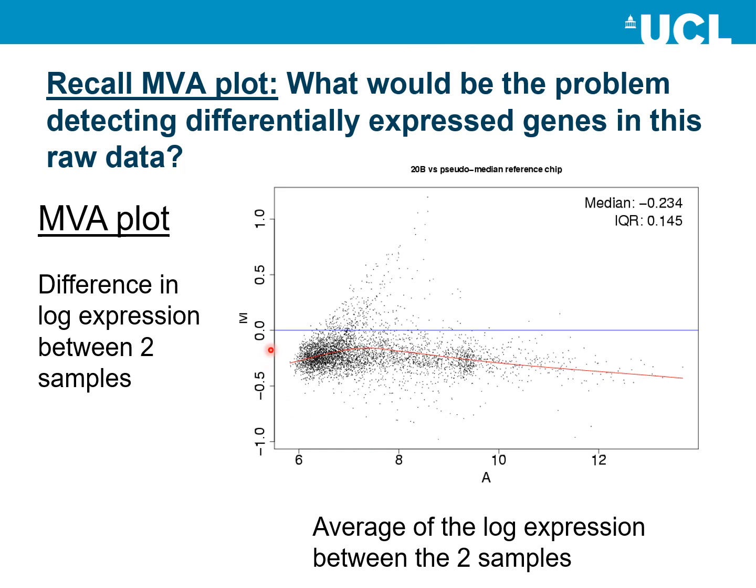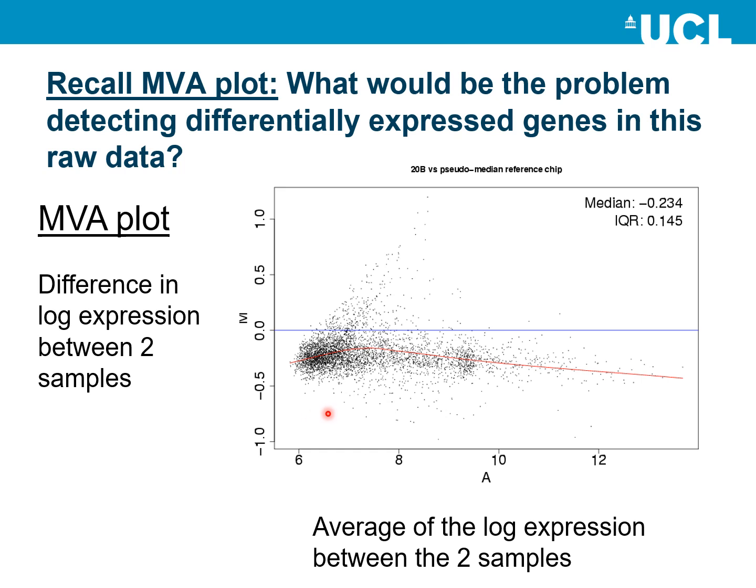So if we did differential gene detection just with this raw data, what would be the problem? So I think there'll be a question inserted at that point.